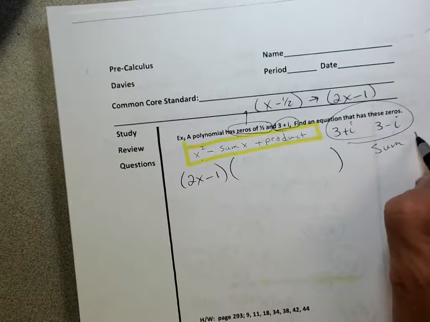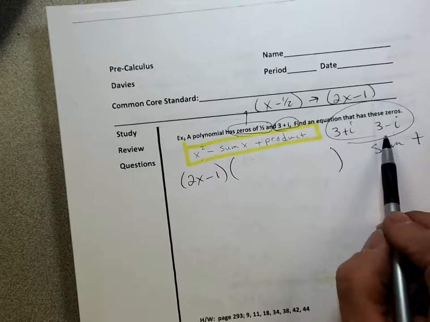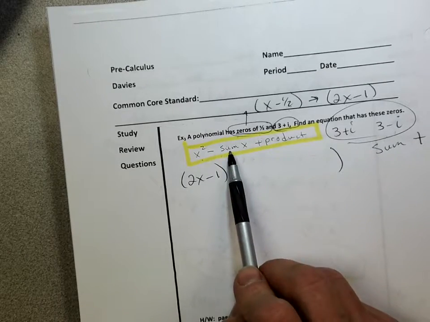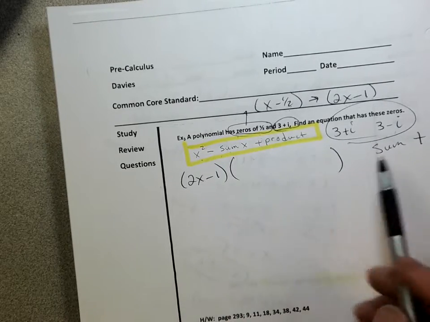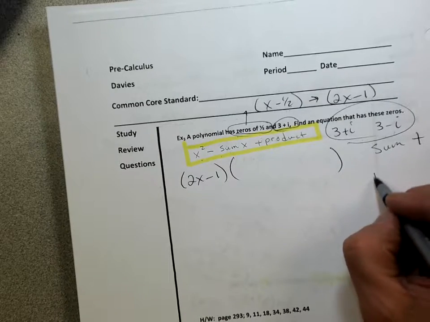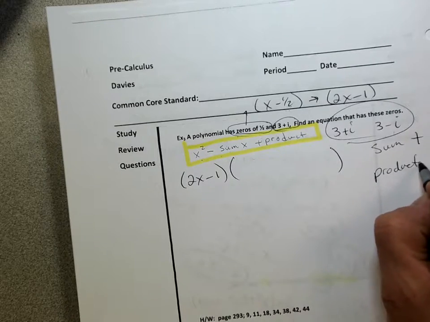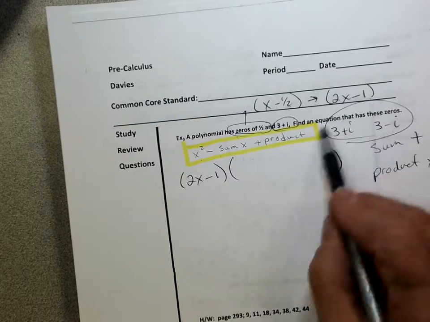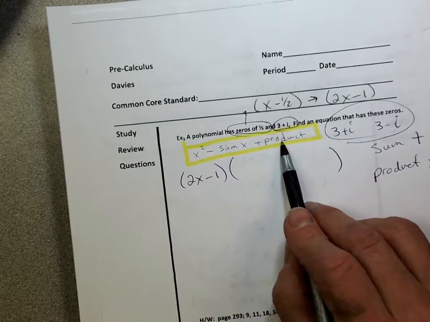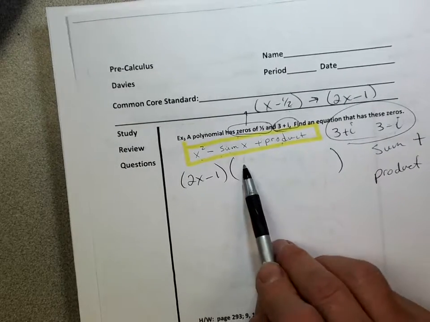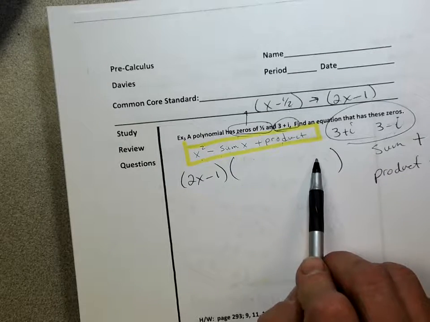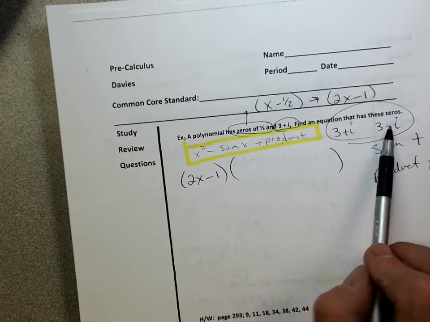So that means to add. So I'm going to add these two to get this number here. Product means the product of the roots. Okay, product means to multiply. So I'm going to multiply these two roots to get this number. So what I'll create is some quadratic that when I'm done, if I did the quadratic formula, it would give me these two answers. So let's see how it works.